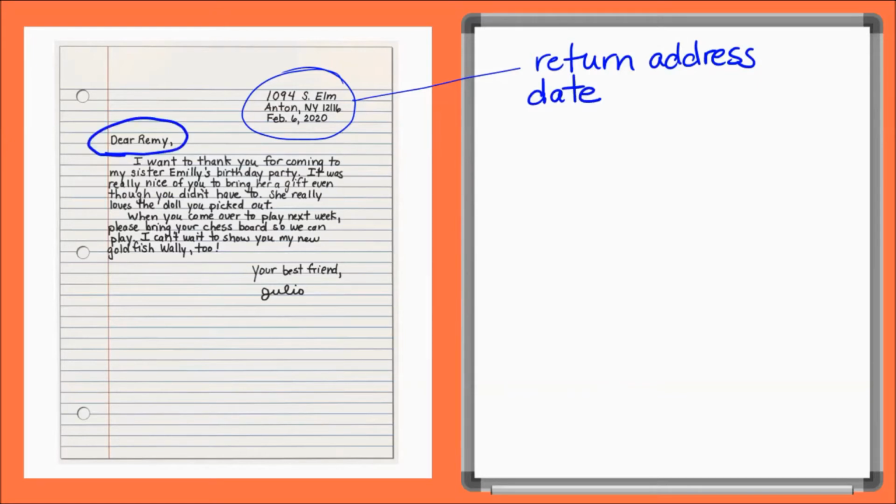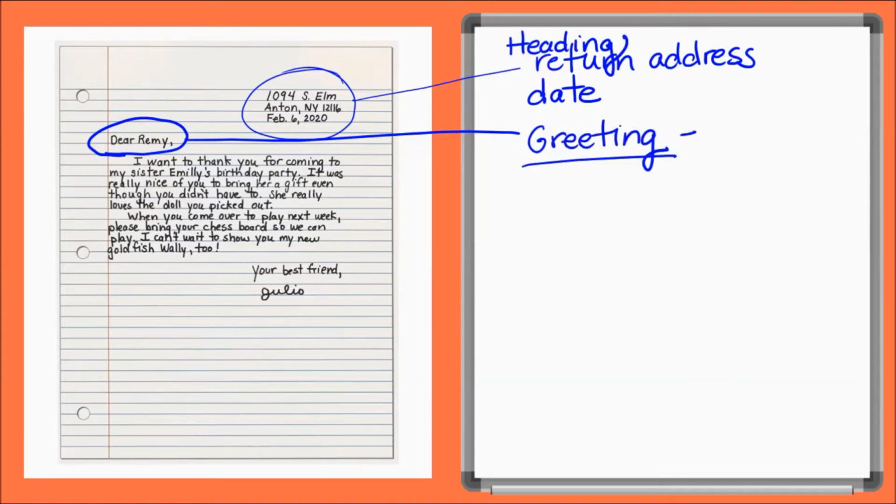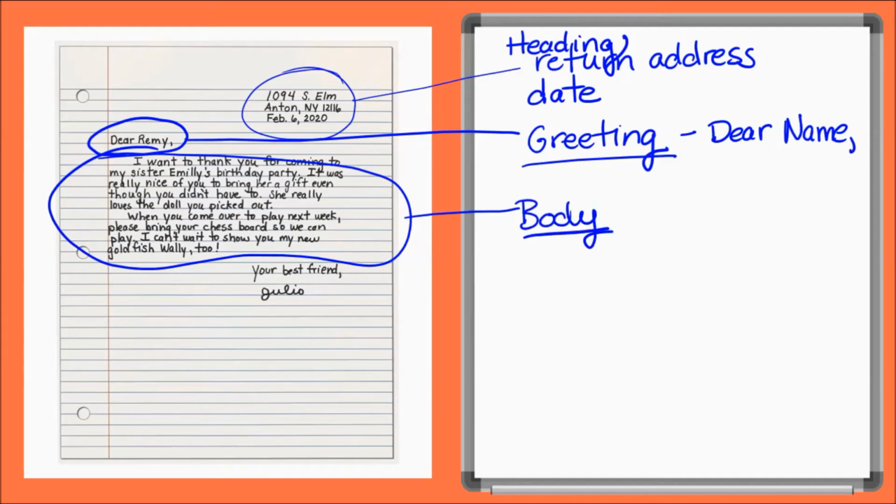The greeting is the next part of the letter, just after the heading. Simply like hello or hi. The greeting usually uses the word dear, followed by the name and a comma. And make sure to write a capital D in the word dear and a capital letter for the name, and then add your comma.